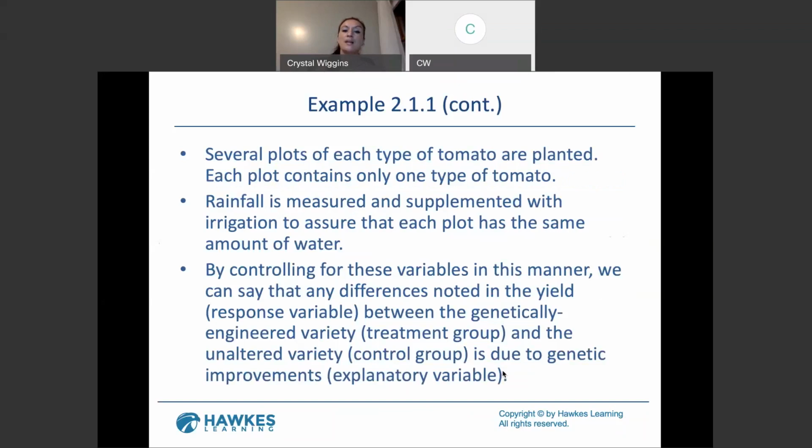Okay, so several plots of each type of tomato are planted. Rainfall is measured and made sure it's equal. By controlling for these variables, we are doing a very good job of making sure we can directly compare the producibility of the new genetically engineered plant and the standard plant.